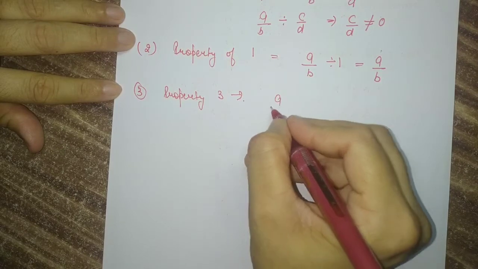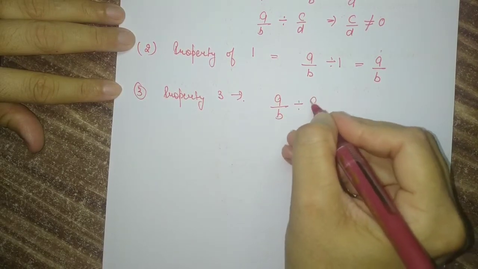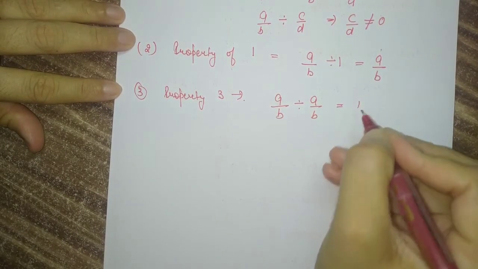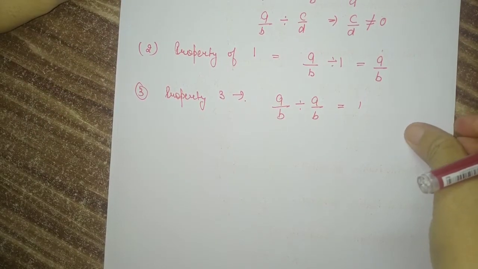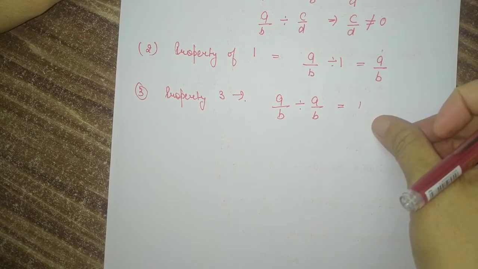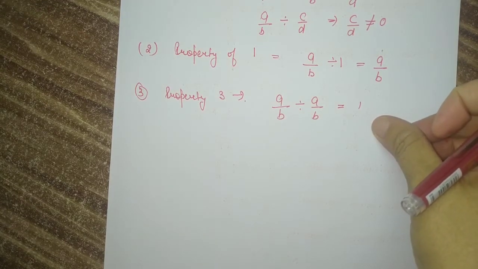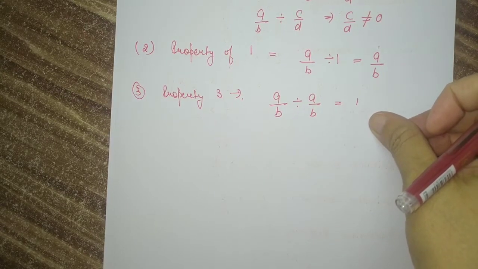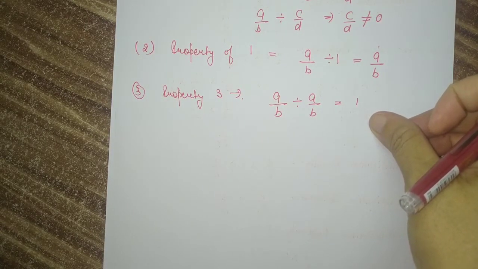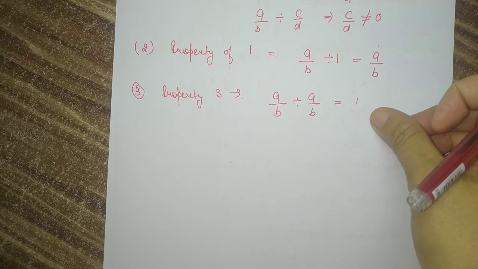Now third property. If any non-zero number is divided by itself, then it gives answer 1. I repeat again, if a rational number is divided by itself, then it gives answer 1. Now students, we have discussed all the properties related to multiplication and division. Now I am going to take some questions on this.